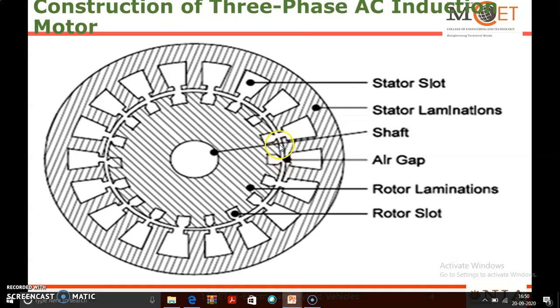This is the air gap between the stator and the rotor. In this air gap, some magnetic flux lines will be wasted during operation. This is the shaft, which is associated with the rotor part of the three-phase induction motor. The shaft is used to connect with the mechanical load in order to run the mechanical load successfully.